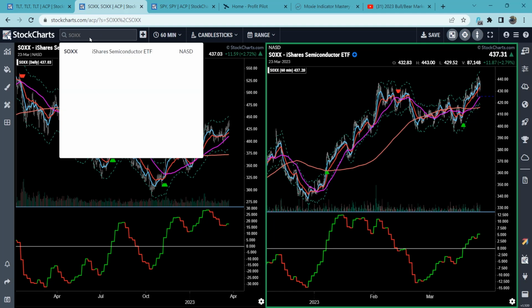So we'll have to see if this ends up being a bull trap and somehow rolls over and really just a home run for the bears. But for now, it's up and doing okay.